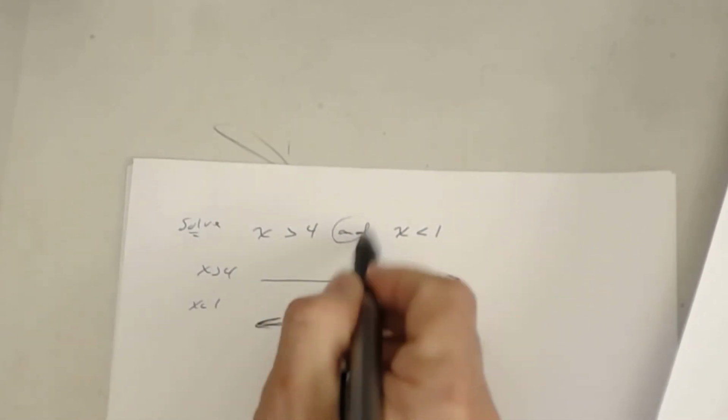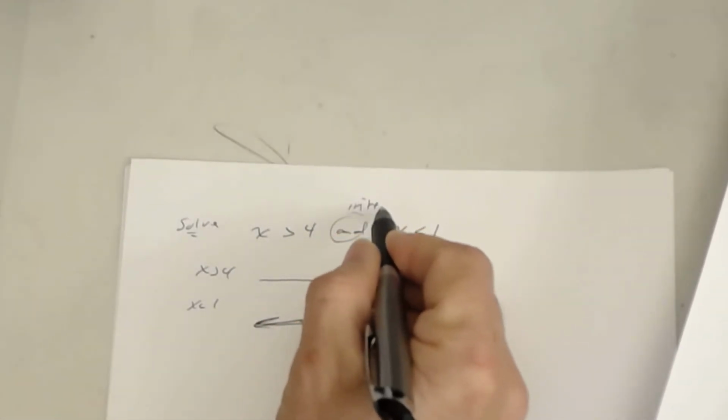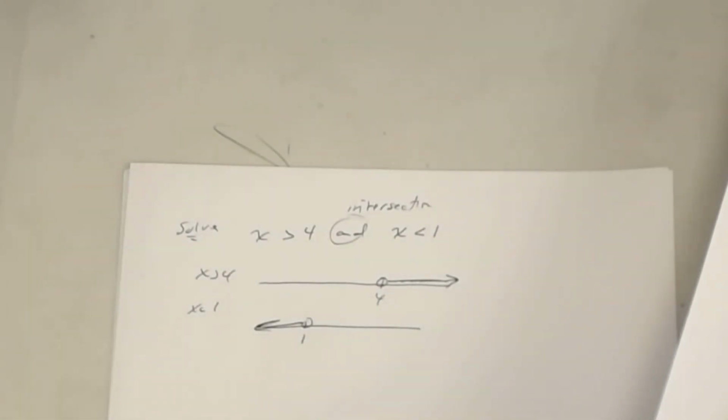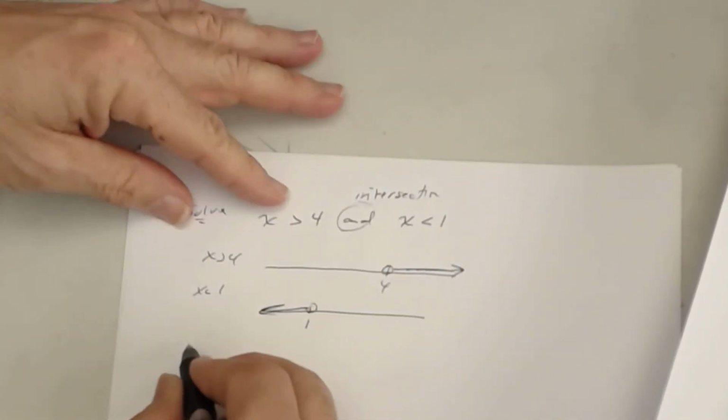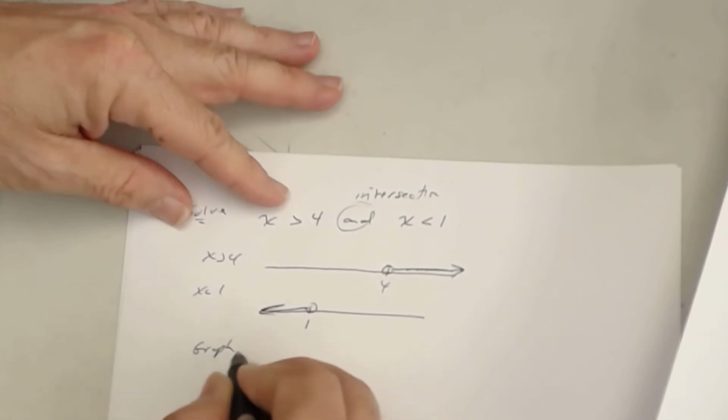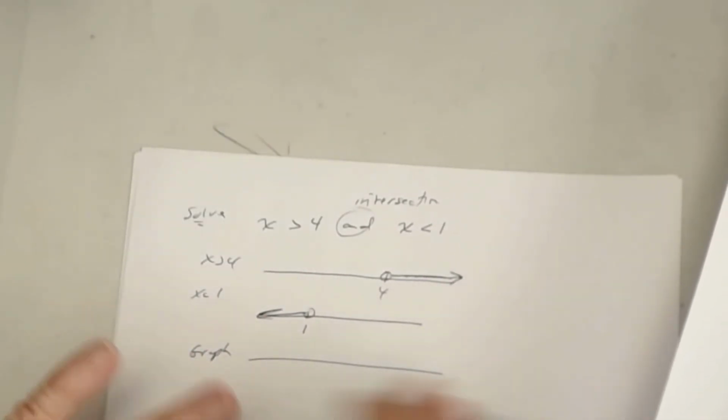And remember, "and" means what word? Intersection, right? Overlapping, intersection. Where do those two graphs intersect? They don't. So the graph will be given. You're going to have a graph here, but you're not going to shade anything. You're going to leave it blank.